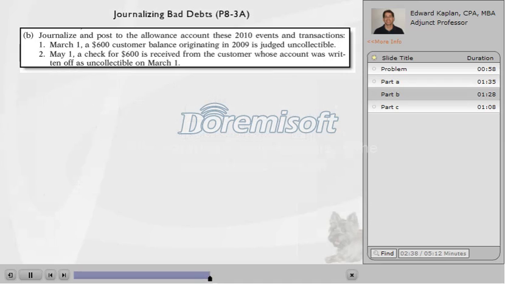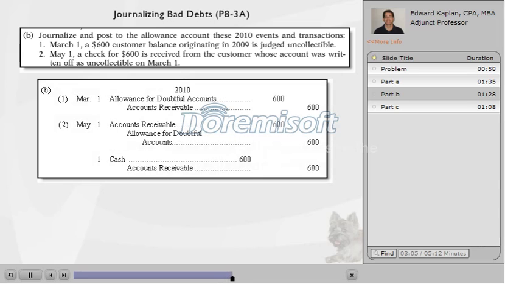Let's take a look at transaction B. Journalize and post to the allowance account these 2010 events and transactions. 1. March 1st, a $600 customer balance originating in 2009 is judged uncollectible. And then 2. On May 1st, a check for $600 is received from the customer, and we've already written it off as uncollectible in transaction 1 on March 1st.